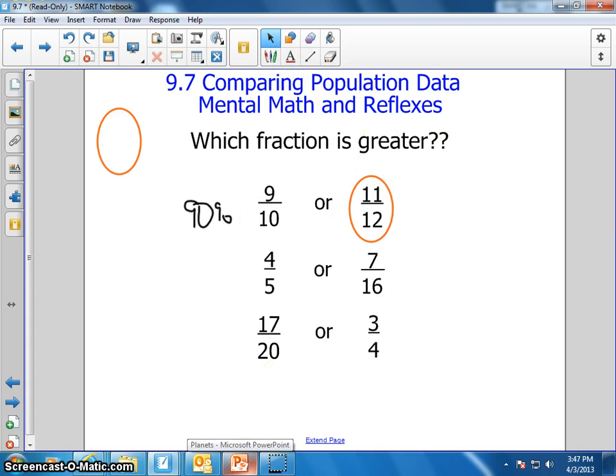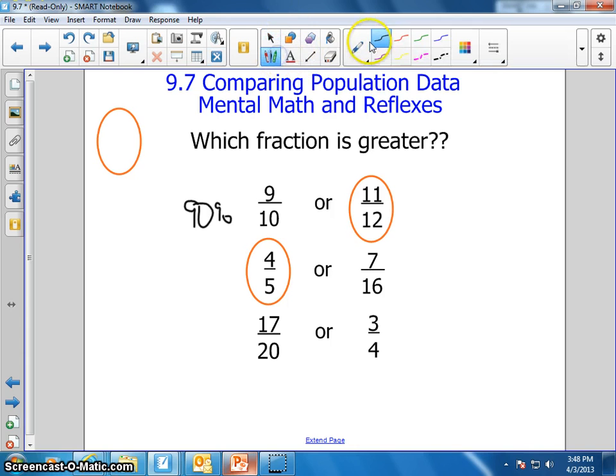Moving on to the second one. This one's pretty easy. Just think, which one is closer to the whole? Closer to being 100%. 7 out of 16 is less than 1/2. On the other hand, 4 out of 5 is greater. So we know that 4/5 is bigger. And then the last one, if you want to go ahead and think money, 3 out of 4 quarters would be 75%. So there we go.